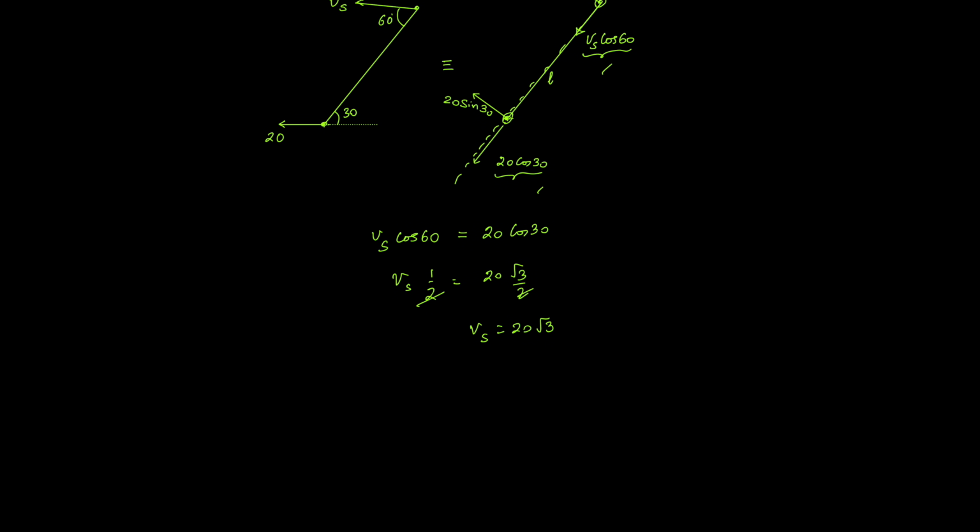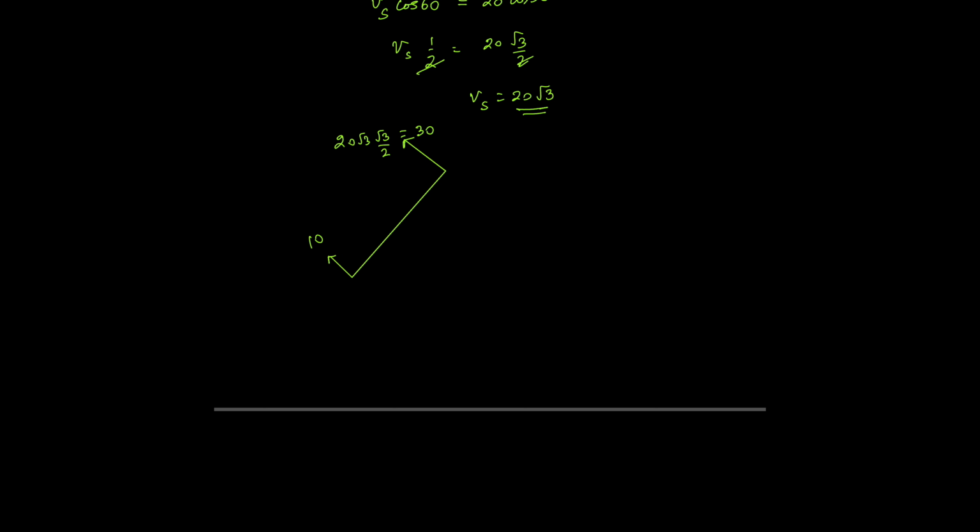The second part of the question: consider the velocities in the other direction. That is 20 sin 30, which is numerically equal to 10. And the other velocity perpendicular to the rope is Vs sin 60. Vs we have already found, 20 root 3, into sin 60. So this is coming out 30. So the two ends have these velocities perpendicular to the length of the rope.